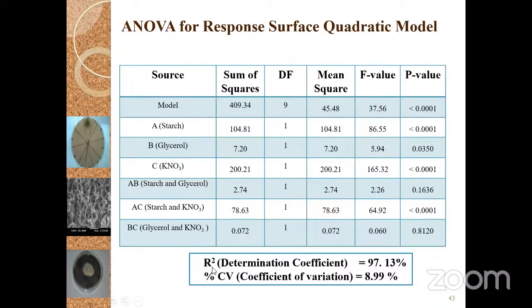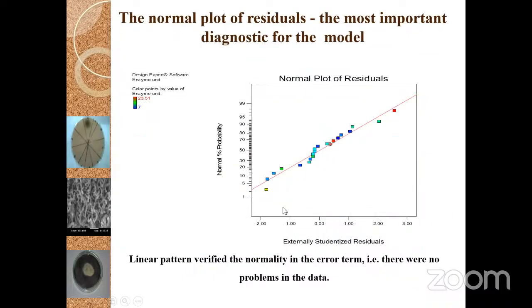And the low value of the CV, that is the percent coefficient of variation, 8.99%, shows that there is precision between the different variants. So we got this type of graph; the linear pattern of this graph shows the normality of the error term, that is, there was no problem in the data. The model which we have used for the optimization of the media was authentic.